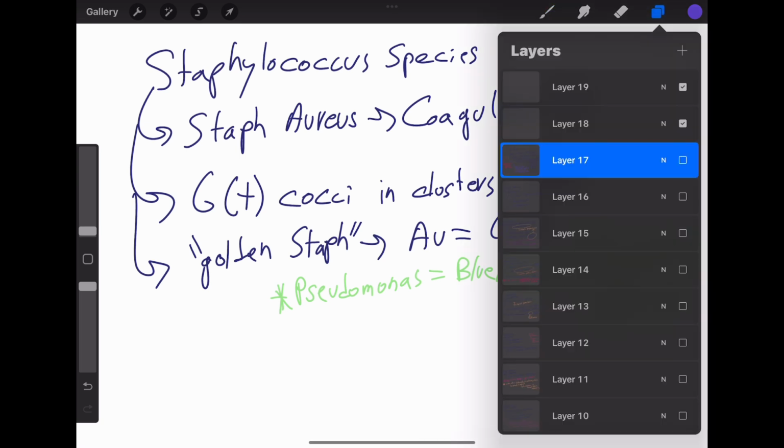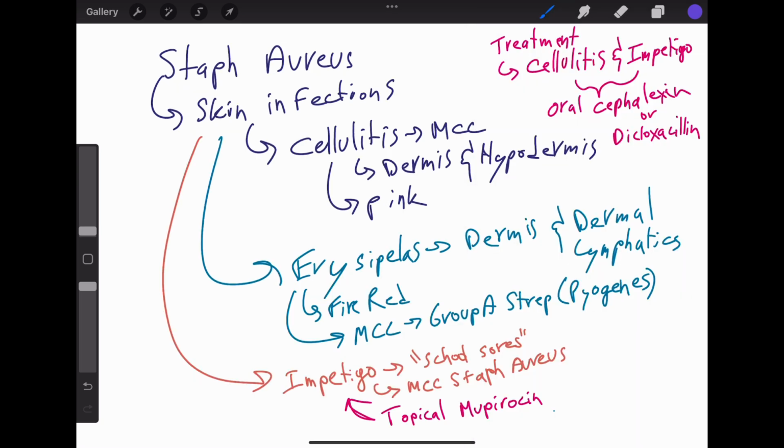In terms of skin infections, Staph aureus can cause cellulitis. This is the most common cause. It involves the dermis and hypodermis, usually pink in color. Next up, we have erysipelas caused by Staph aureus. This affects the dermis and dermal lymphatics. This appears as fiery red. This is more often caused by group A strep. However, it can also be caused by Staph aureus.